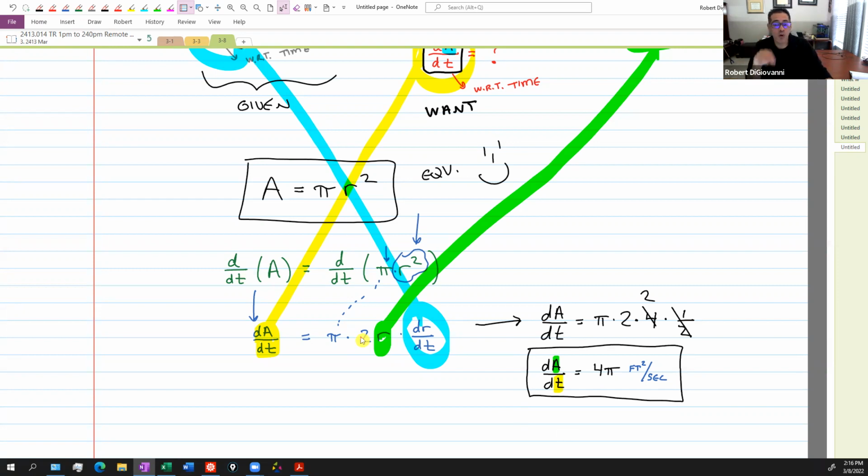So this works for any equation in the world, all right? If you want to relate any rates together, all you have to be able to do is implicit differentiation. If you can do that, you can relate any two things together. I'll talk more about that later.